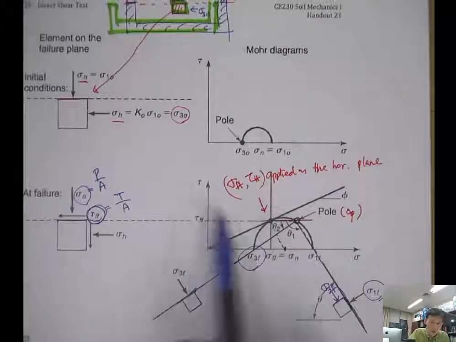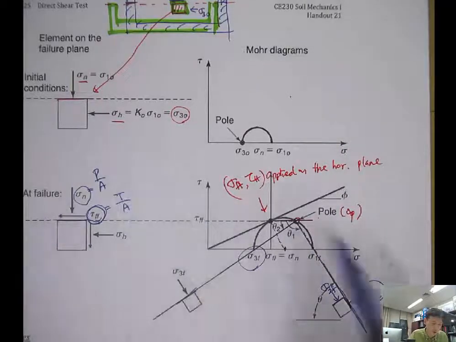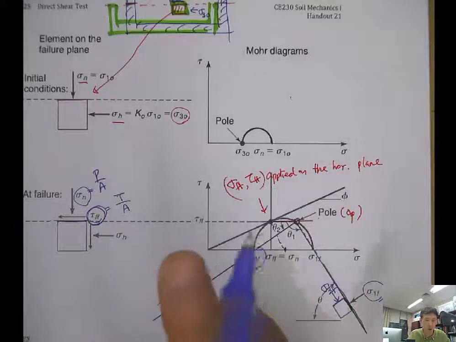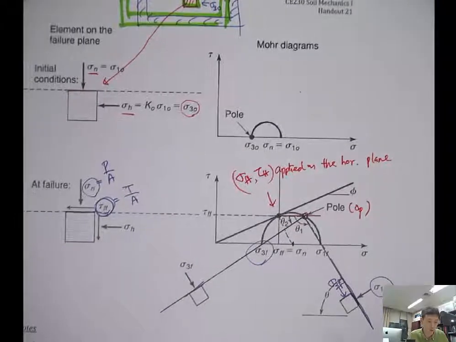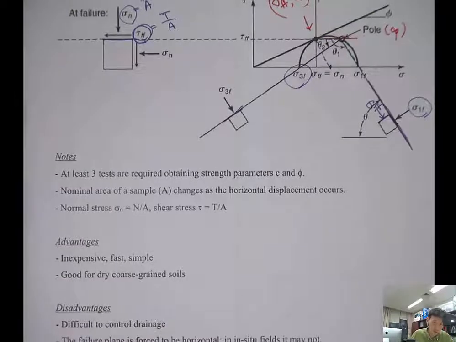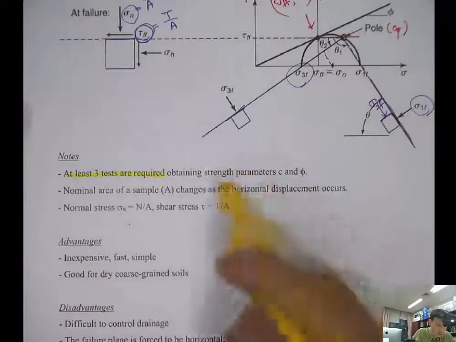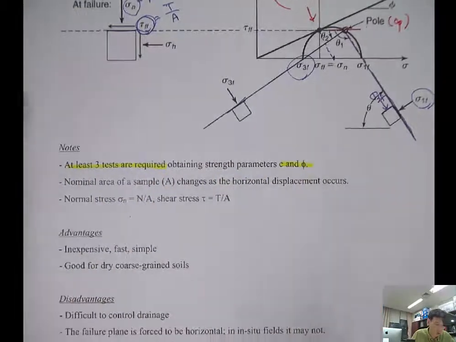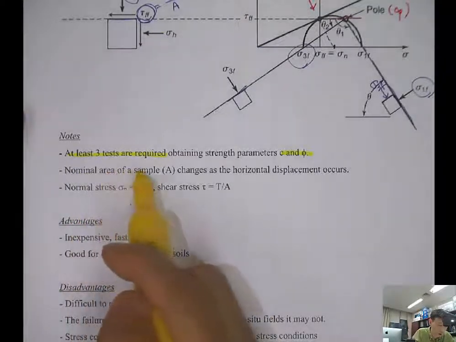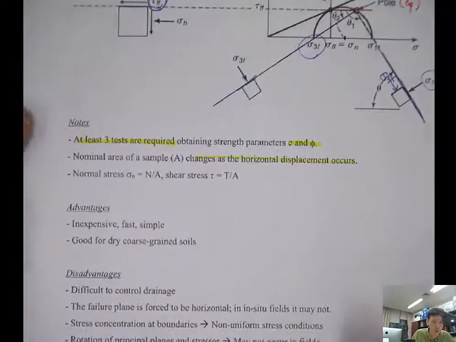When you compare this initial condition to the failure condition, you can see that the principal plane has changed. So you have a rotation of principal plane during the shearing. That's a very good, important observation. At least 3 tests are required to obtain the strength parameters c and φ to draw the straight line. And the nominal area, or the cross-sectional area of a sample under stress, changes as the horizontal displacement occurs, so you have to correct for it.